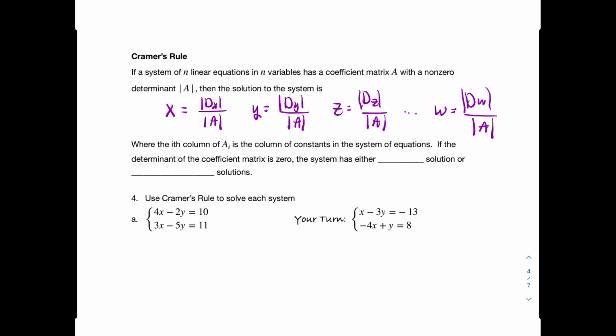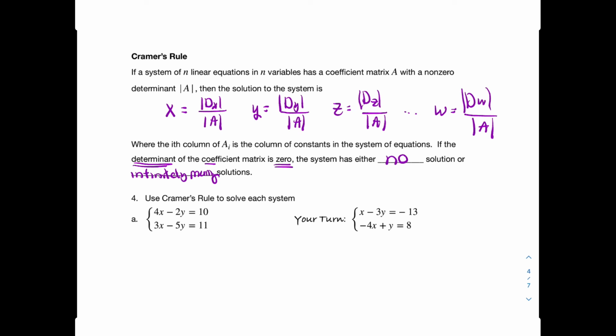So notice that our determinant A stands for the determinant of the coefficient matrix. And our d sub x is our determinant with the x, and d sub y is the determinant with the y. Now, of course, if the determinant of the coefficient matrix is 0, then the system will either have no solution or infinitely many solutions, and you'll probably need to solve this another way.